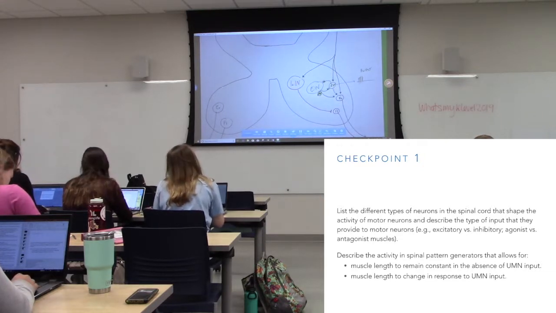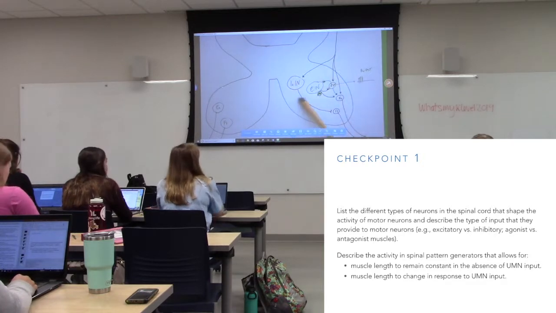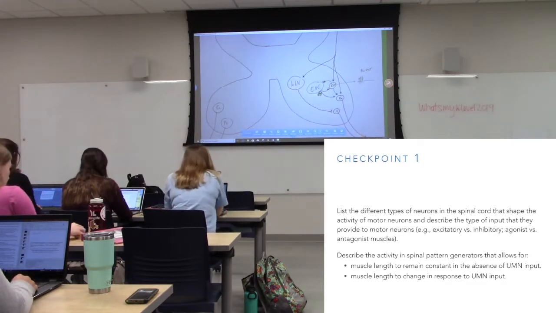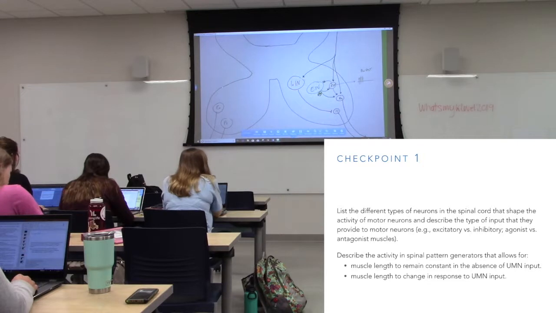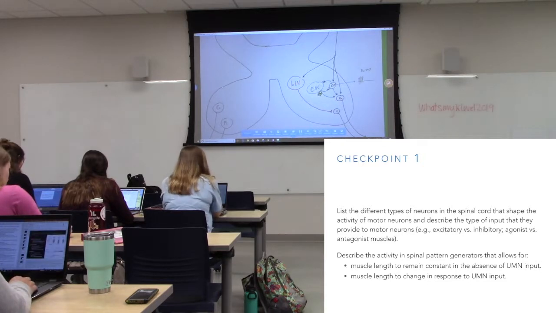So this way, whenever we're trying to excite our extensor, we're at the same time inhibiting the flexor. That seems nifty. Would you like to talk about another one or pass? I'll pass. Jess, what other neurons might we have here?